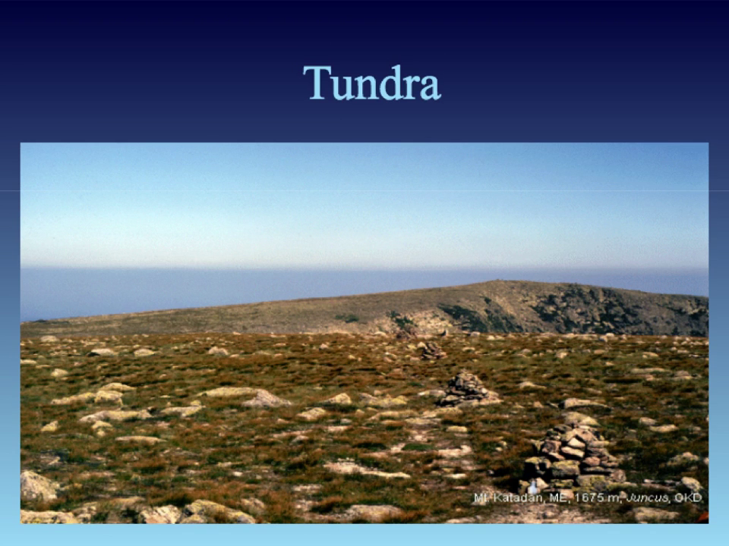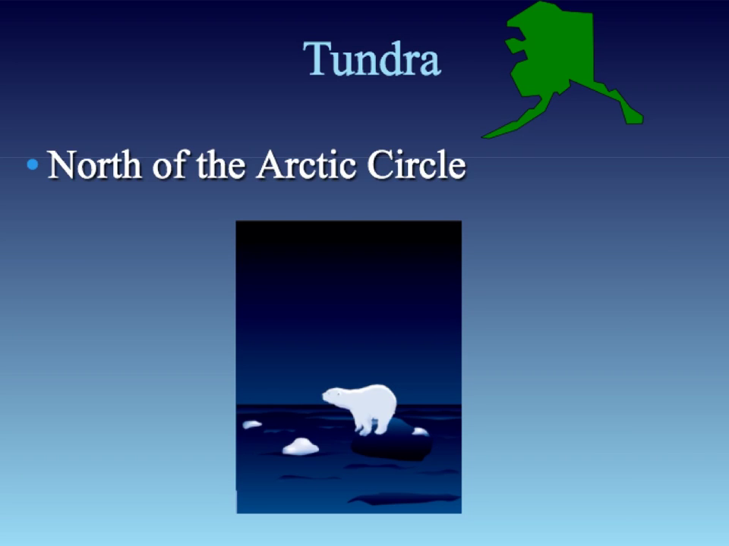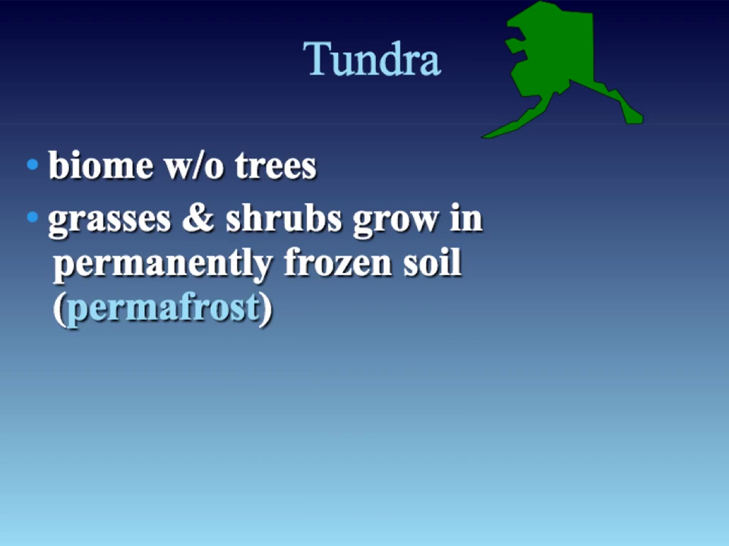The tundra is the last terrestrial biome that we will be talking about. And the tundra is found north of the Arctic Circle. This biome has no trees. It's primarily grasses and shrubs because the soil is permanently frozen, and we call that permafrost.